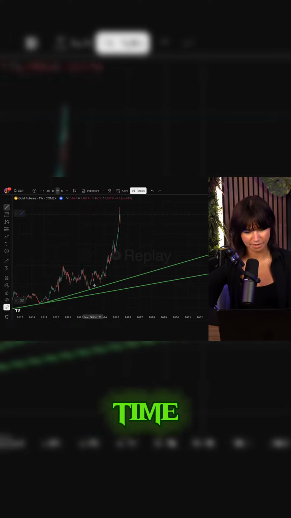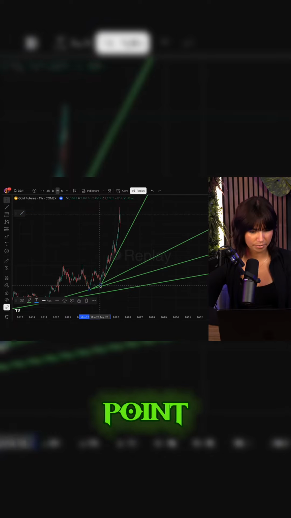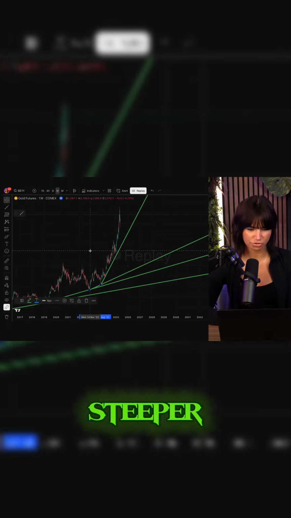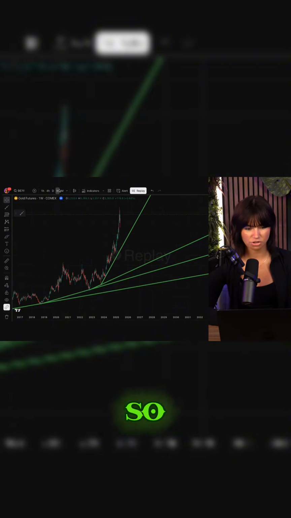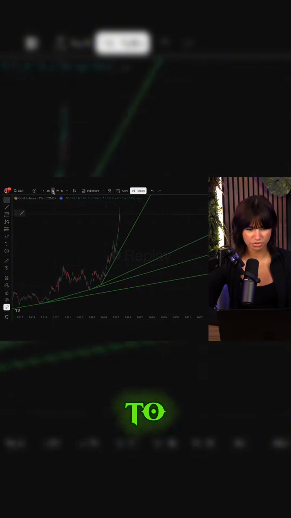We're going to move to the weekly time frame now, making sure that your previous point Bs are your new point As when drawing your steeper trend lines, making sure that price has not intersected any of your trend lines. Okay, so that's all we can do on the weekly time frame. Now we're going to move to the daily time frame.